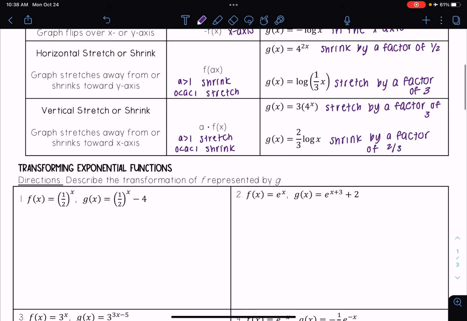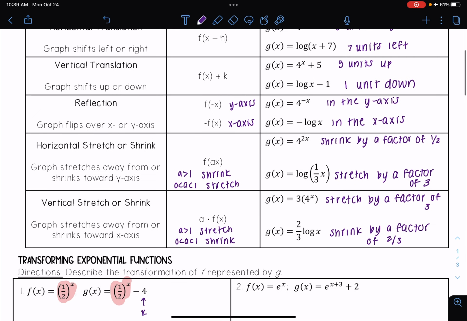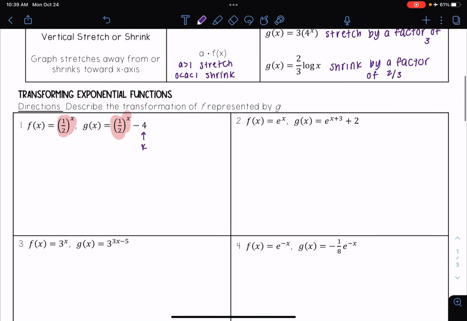of 2/3. So let's look at some examples of transforming exponential functions. So here we're going to describe the transformation of f represented by g. First, I have f of x is equal to 1/2 to the x, and g of x is equal to 1/2 to the x minus 4. And so I see I have my function f in here. The only thing that changed was that minus 4, and that is my k. And remember, with subtracting or adding at the end, that's a vertical translation. So I would say that this is a translation 4 units down.